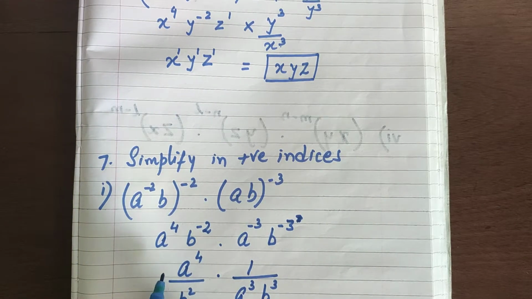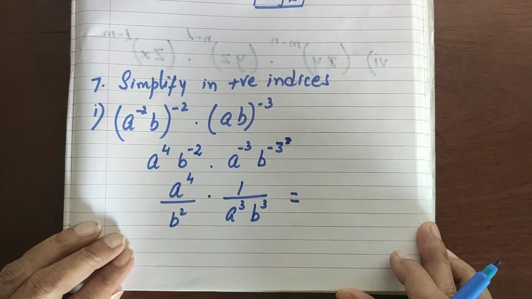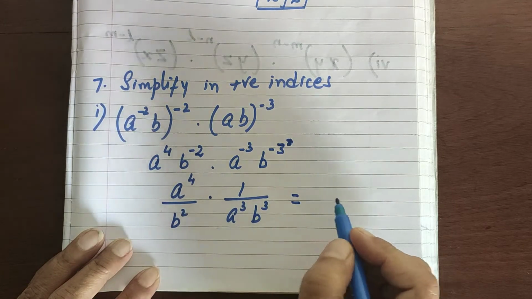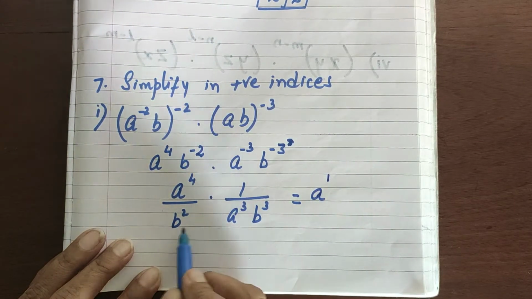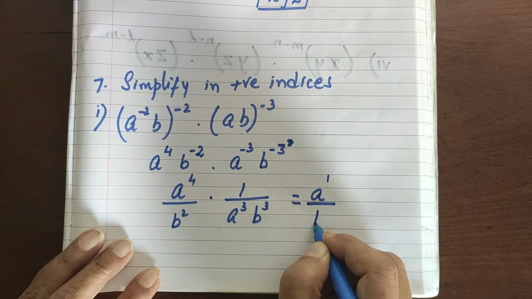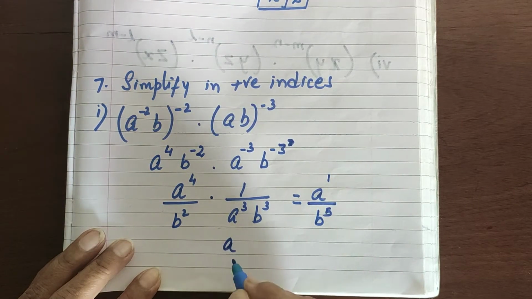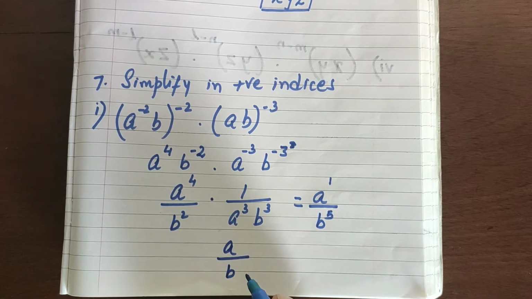This too is division. So 4 and 3 when we divide, it becomes a to the power 1. Now b square and b cube are both denominators, so both are getting multiplied. So we add them, it becomes b to the power 5. So your final answer becomes a upon b to the power 5.